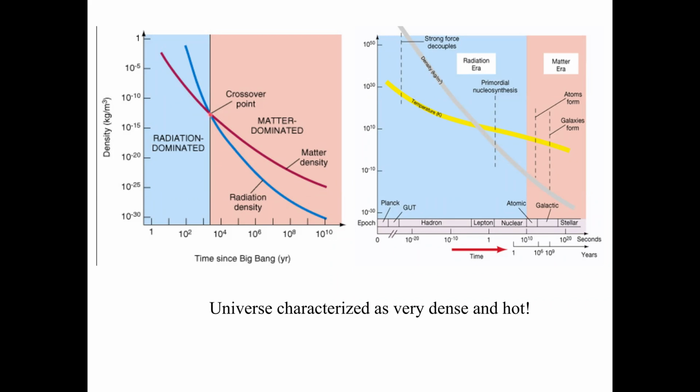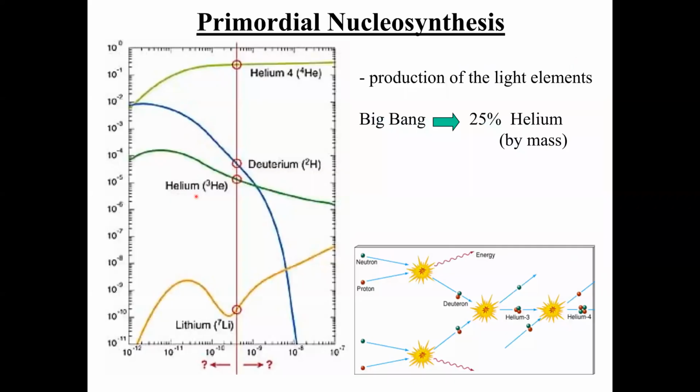So the idea is that right after the Big Bang, you basically have a radiation-dominated universe, and it gets converted to a matter-dominated universe after some time. Right, and this graph basically tells you how helium and deuterium are formed, how these first atoms, or the light elements, were produced after the Big Bang through a process called primordial nucleosynthesis.